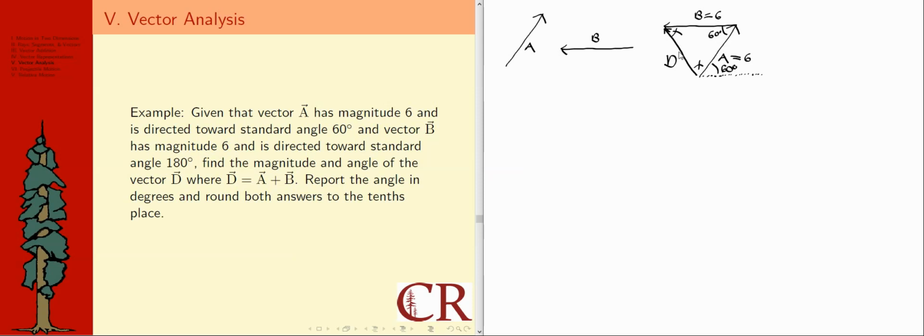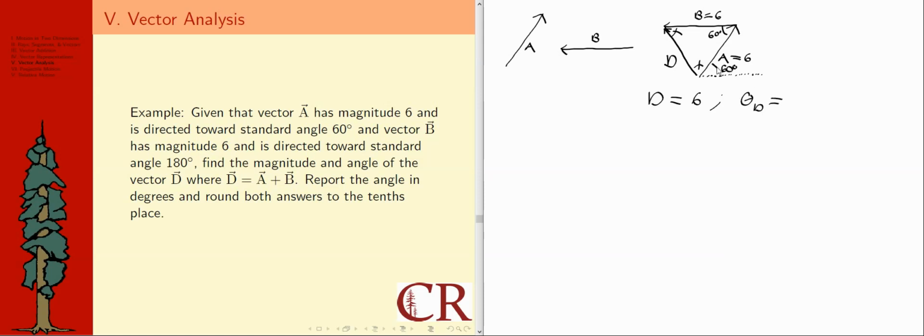But the sum of the angles needs to be equal to 180 degrees, and since there's already 60 here, that means these two must sum to 120, but they're equal, so each one must be 60. So that means all three angles are equal, which means all sides must be equal, and therefore the magnitude D is equal to 6. Now, the only other thing that we're on the hook for in terms of our answer is to state as an angle what the direction is. So maybe I'll call that theta sub D here just to be really clear what I'm doing.